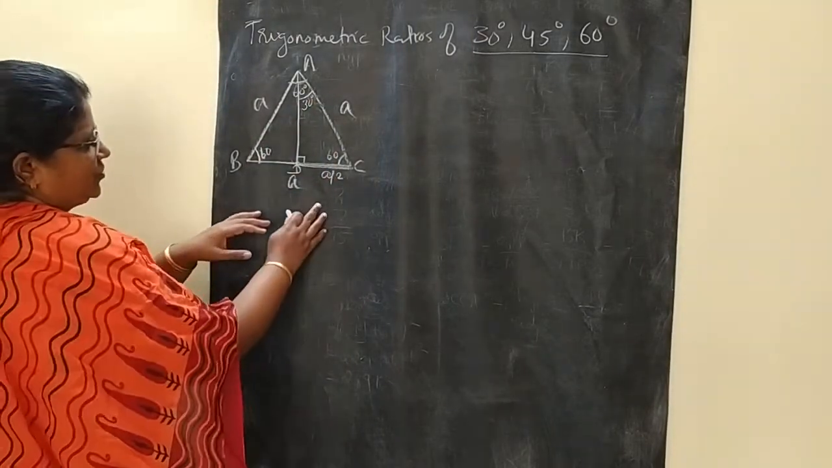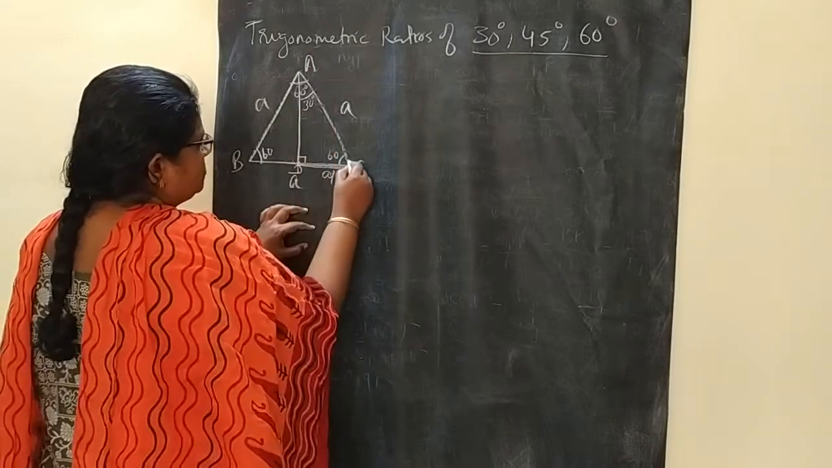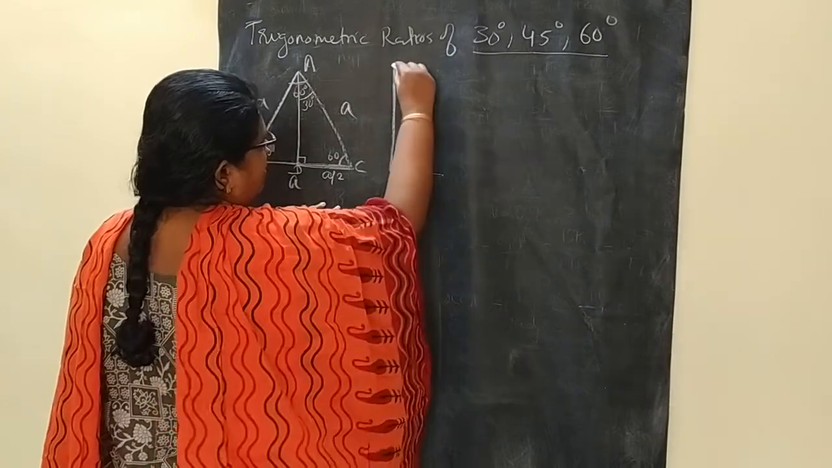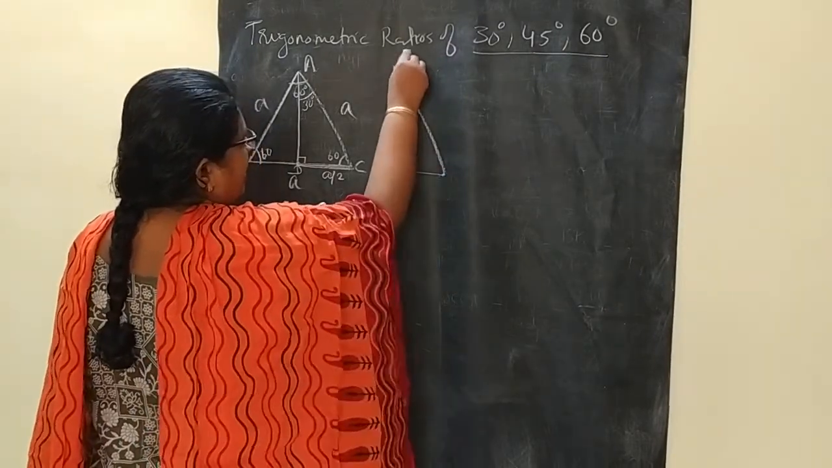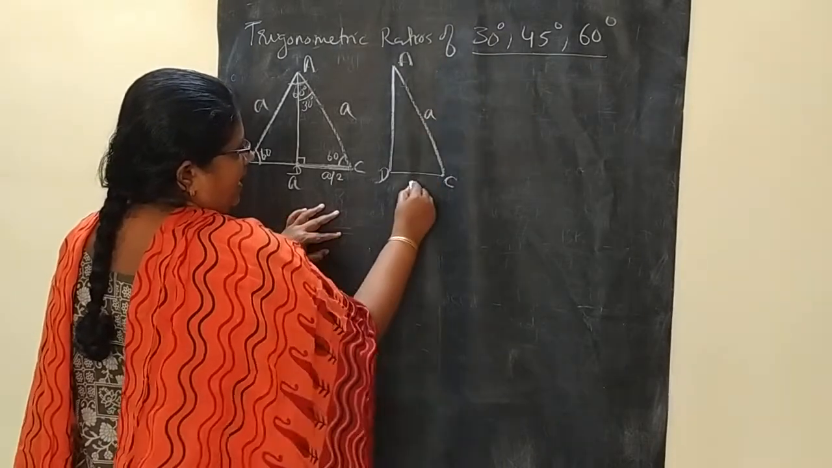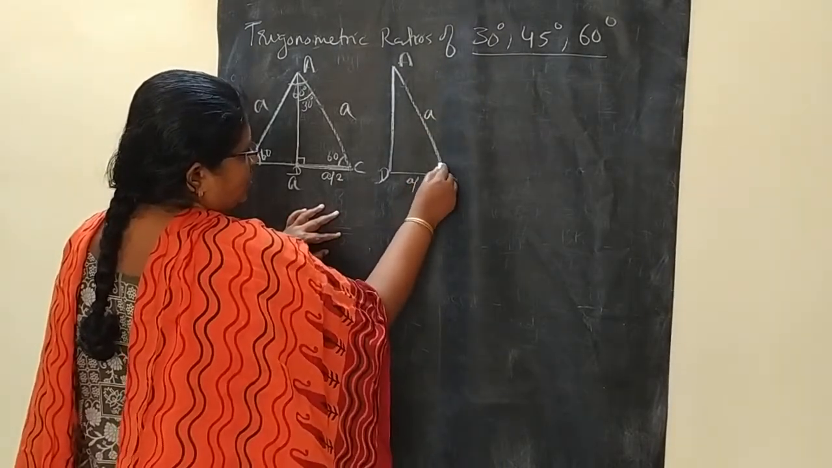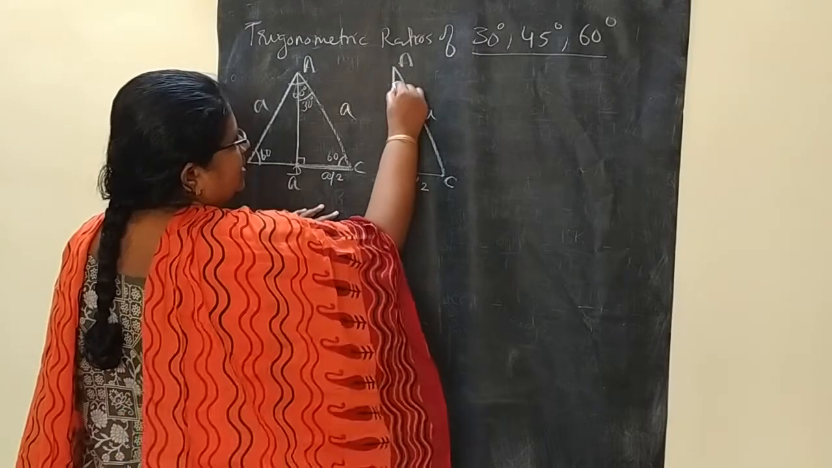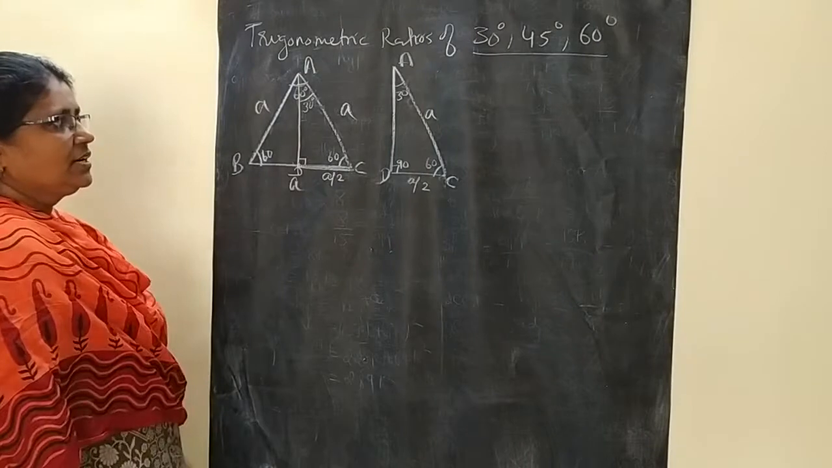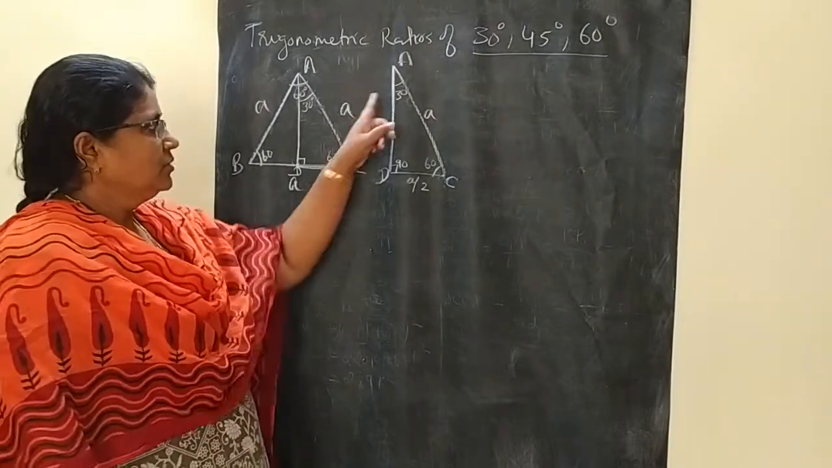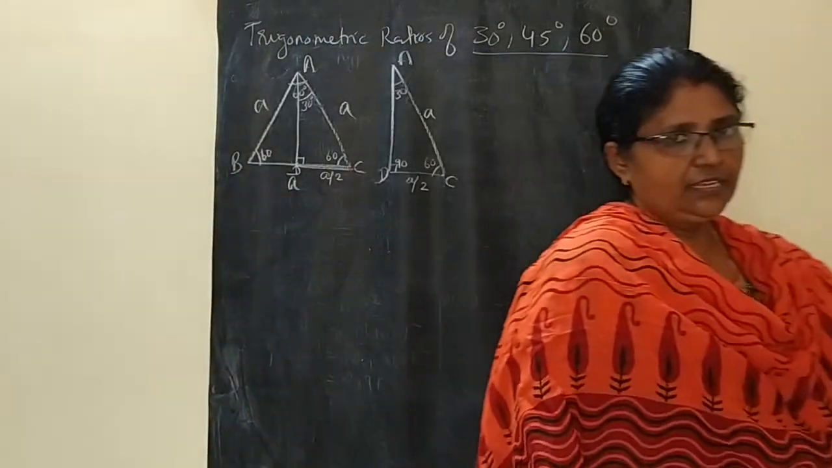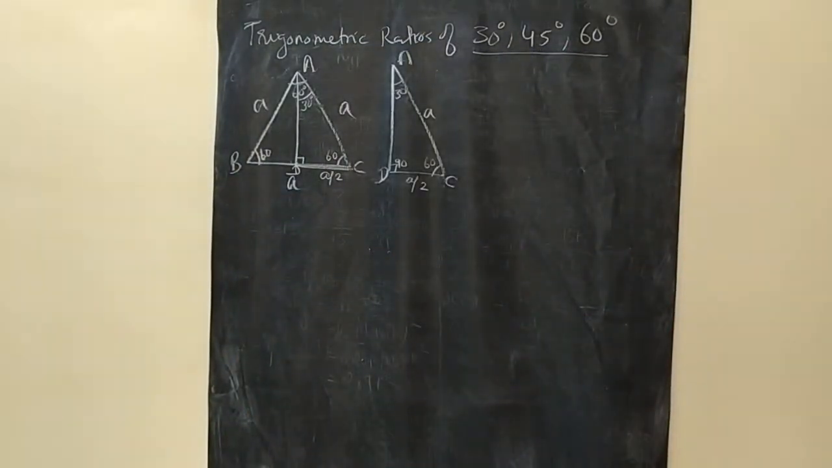Okay. Now I am taking this right triangle, A, D, C. This side is a, this one is a by 2. This angle is 90, this is 30, this is 60. So this particular triangle is called a 30, 60, 90 triangle.